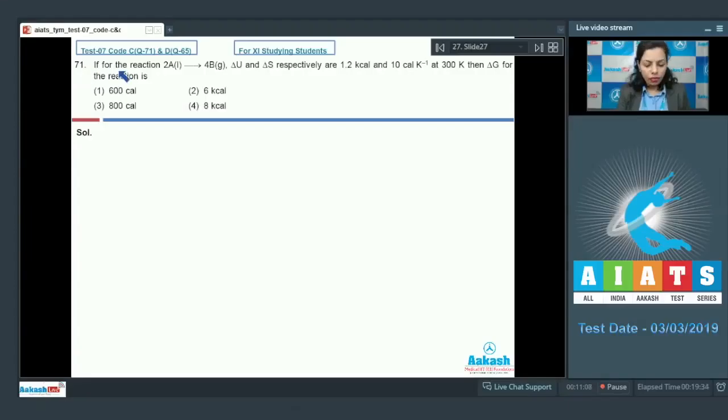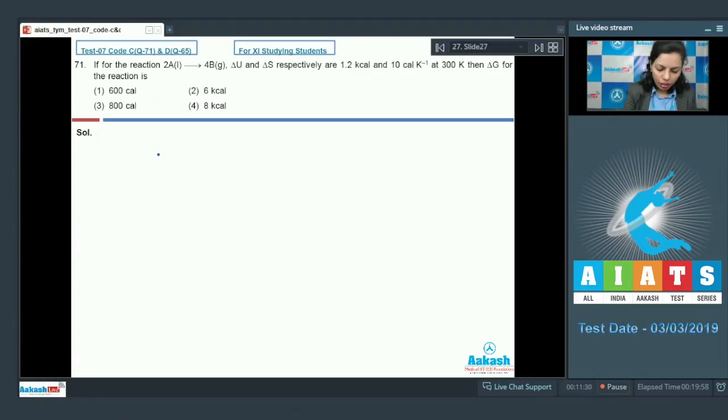Question number 71. If for the reaction 2A in the liquid state getting changed into 4B in the gaseous state, delta U and delta S respectively are 1.2 kilocalorie, that's the value of delta U, and the value of delta S is 10 calorie per Kelvin. The temperature is given as 300 Kelvin. Then delta G for the given reaction is.